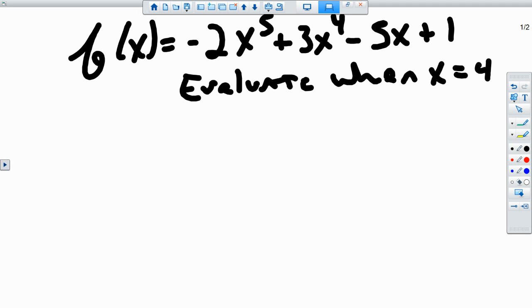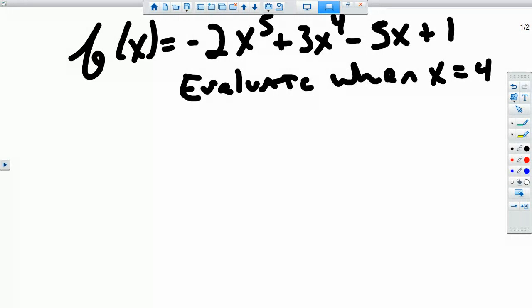Wanted to demonstrate a synthetic substitution like we did in class. Synthetic substitution is a way of finding out the value of a polynomial function at any given point. So for instance, if I wanted to evaluate f of x, this polynomial function up here, for x equals 4, I'm going to set it up like this.